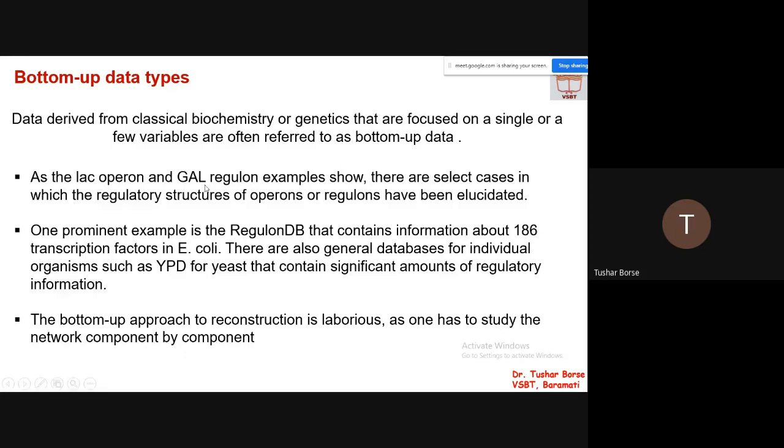The bottom-up data. So if you visit the Regulon database, which I told you about, within that database you may come across the different databases which are available. So you may have one site having the E. coli regulation database, someone having the yeast regulation database, the human regulation database, et cetera. So like this, there are many different types of databases which are available. So that may constitute the bottom-up data types.